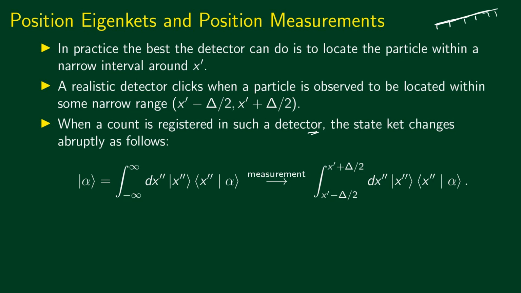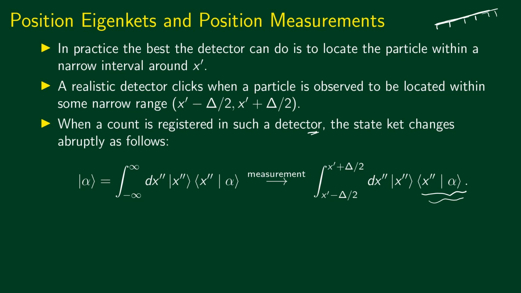Now we see that even within this interval, there are some position states. So this is not one single eigenket of the position operator, but still a superposition of the eigenkets of the position operator. Again, we can find the probability using the expansion coefficients.